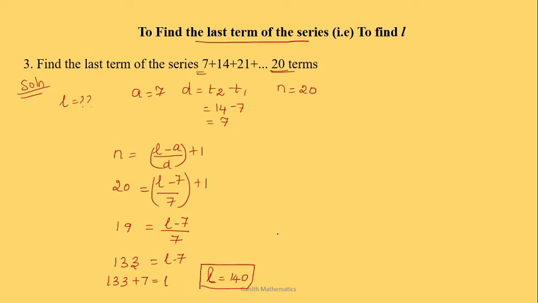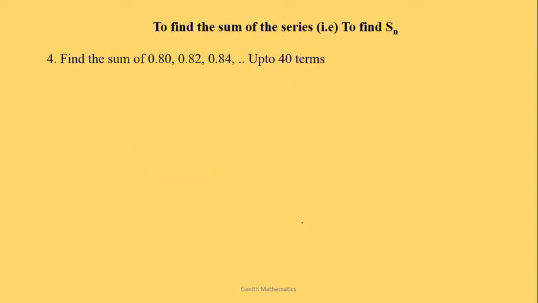Okay. This is the next type. Then next we are going to see the next formula, that is Sn. Solution. They ask you to find the sum of the particular series up to 40 terms. So what is your A? Your A is equal to 0.80.